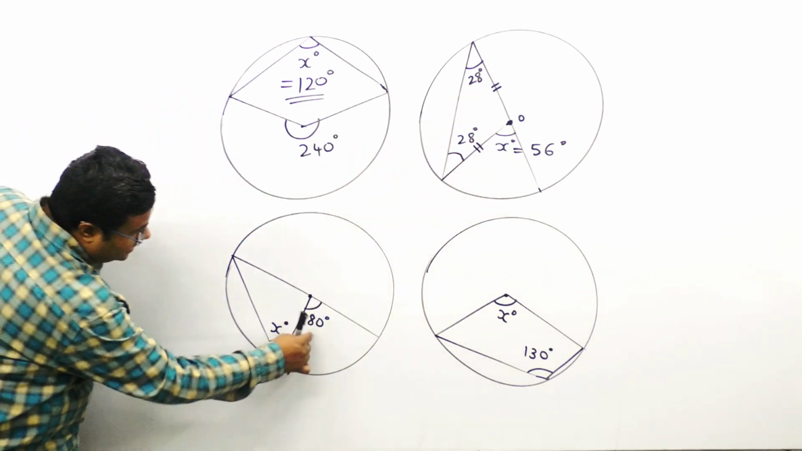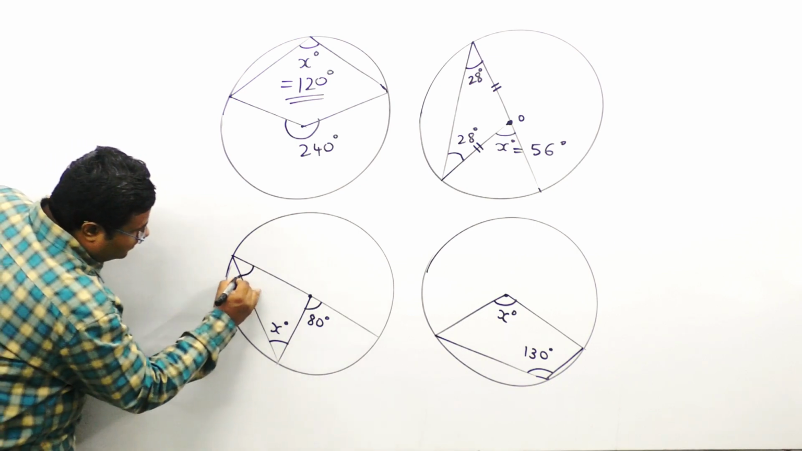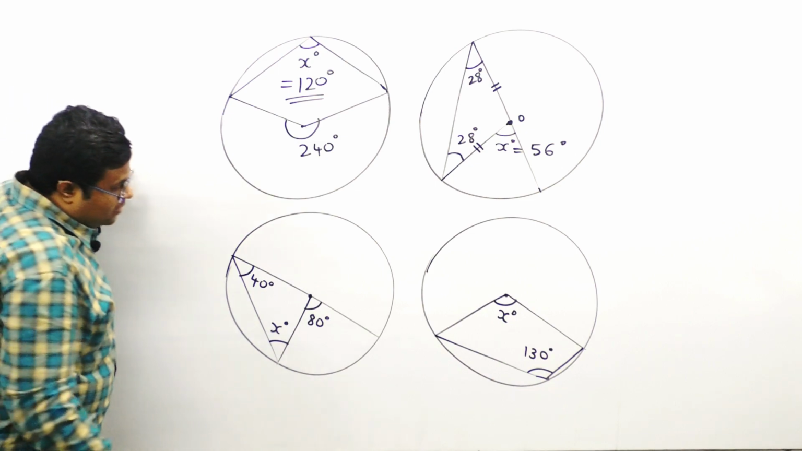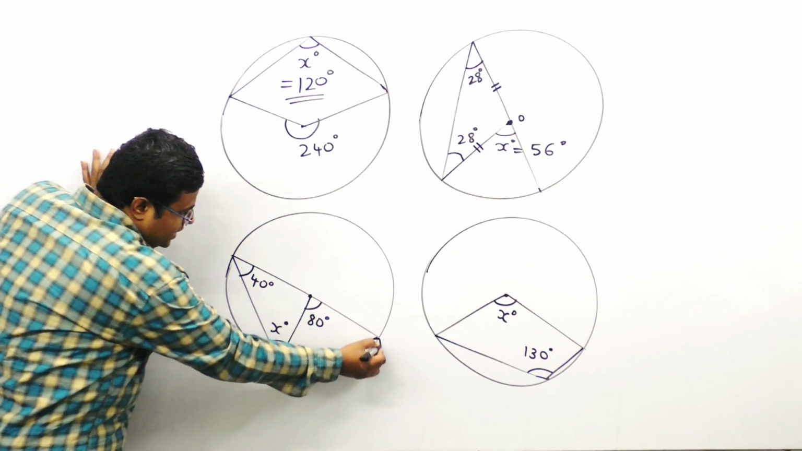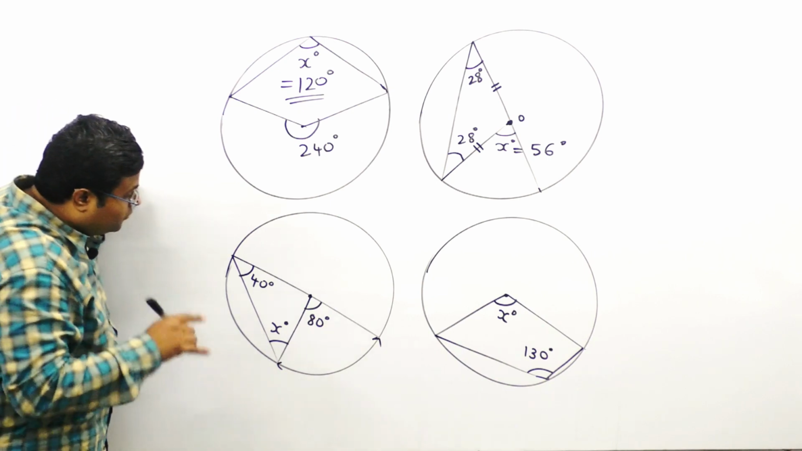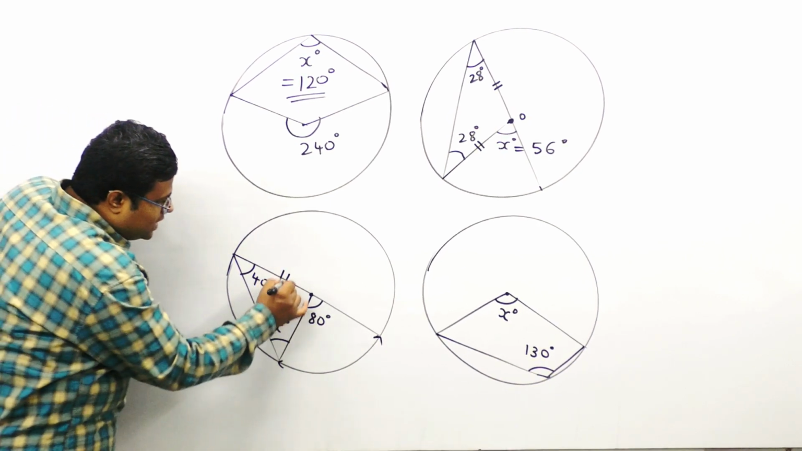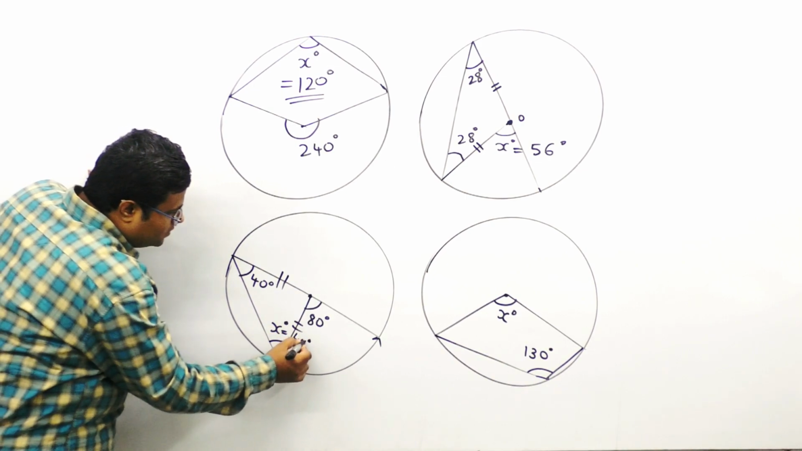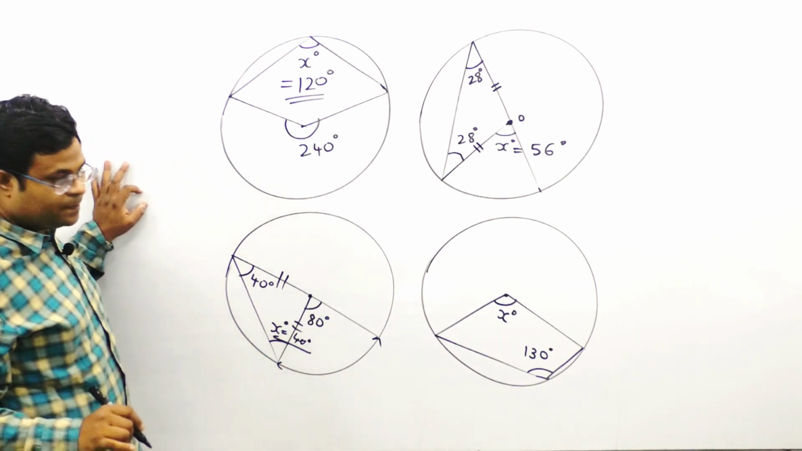Now this is 80. So this will be 40. Why? Because the center is 80, the angle subtended at the circumference must be half of it, that is 40. But this is an isosceles triangle. So what will x be equal to? X will be equal to 40.